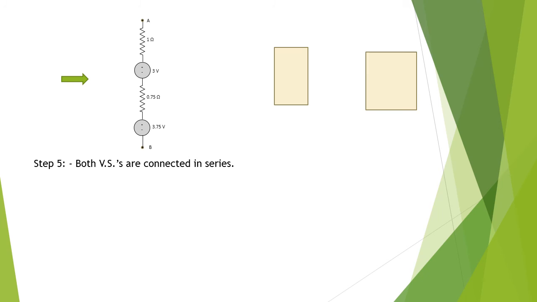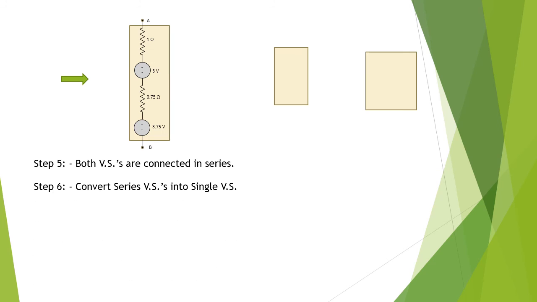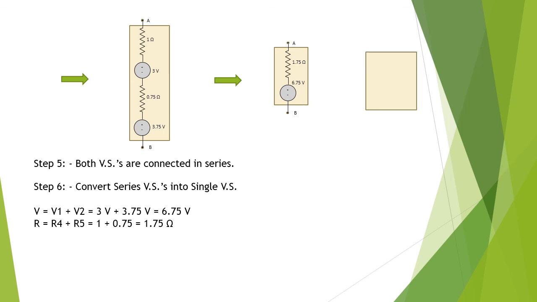Step number 5: both the voltage sources get connected in series. You can check the circuit here. 3 volt and 3.75 volt, it is just like a battery. Step number 6: convert the series voltage sources into a single voltage source. Formula: V equals V1 plus V2. It means 3 volt plus 3.75 gives you 6.75 volt, and the internal resistances of 1 ohm and 0.75 ohm are connected in series, so it gives you 1.75 ohms. So you get a single voltage source. Now convert this voltage source into a current source, which is asked in the numerical. This is the conversion into current source.